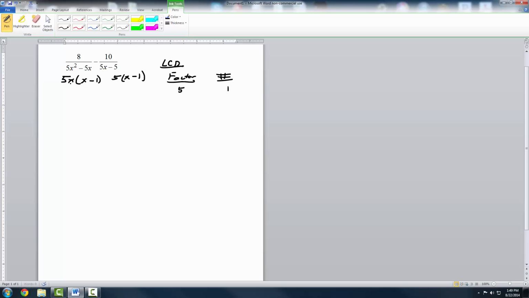Another factor is this x. So we have x, that is seen once, and we have an x minus 1. See, the parentheses are important because the parentheses show that this is one complete factor. So we see x minus 1, and it appears once here and once here, so you only see it once in any given one fraction. You see it once. So our LCD is going to be 5 times x times x minus 1. So what we need to do now is make new fractions with 5x times x minus 1.